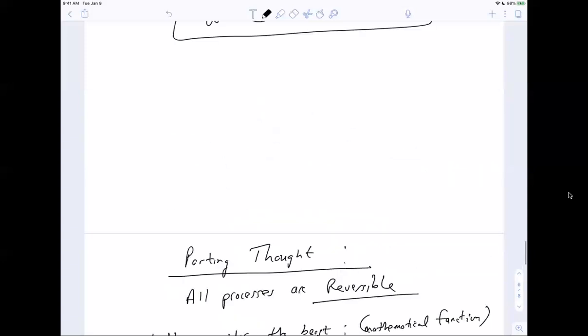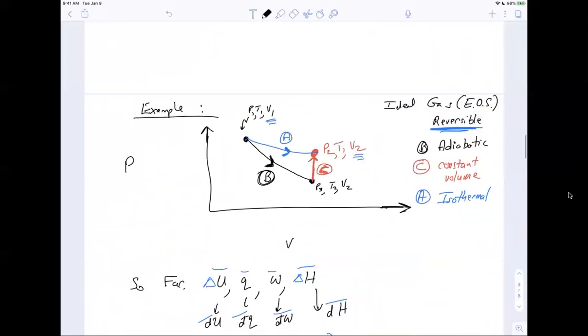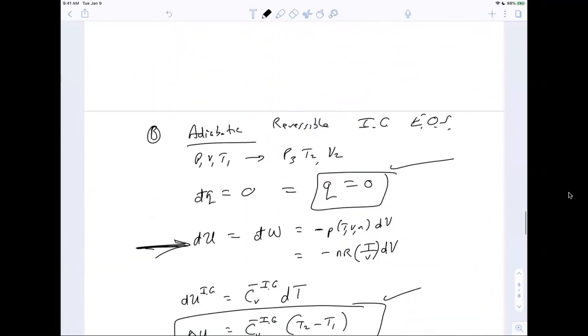And so let me remind you what the processes are. We have an adiabatic, B is adiabatic, A is isothermal, and C is constant volume. Okay, so let's go with the adiabatic case first, because that's the simplest one. In the adiabatic case, dq is 0, right?